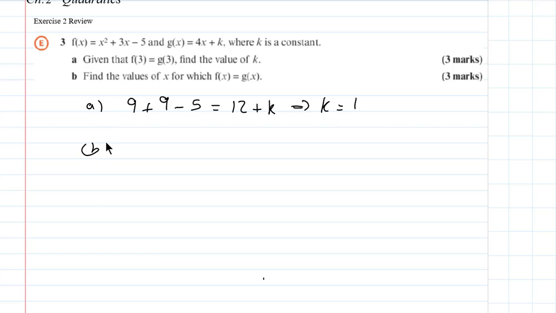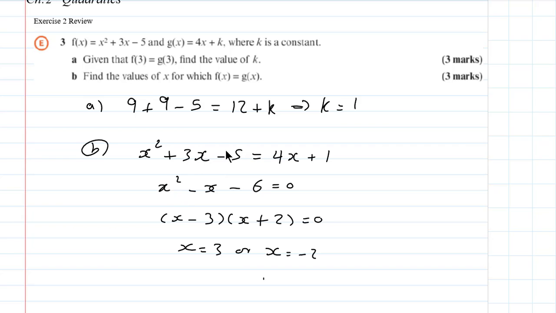The second part: find the values of x for which f of x equals g of x. Okay, f of x is x squared plus 3x minus 5 equals g of x, which is 4x plus k, and k is 1. So rearrange and solve. You can find the solution like this. x equals 3 or x equals negative 2.